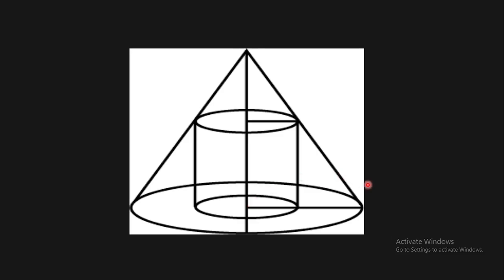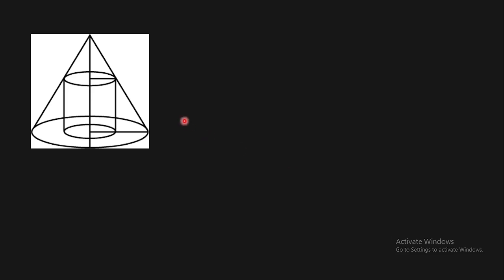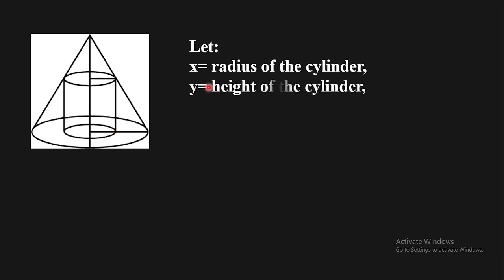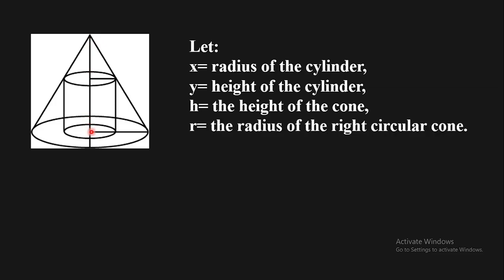So here's our picture, and we let some variables stand for what we're looking for. We let x be the radius of the cylinder, which is coming from the centermost part towards the edge. This is also the radius of the cylinder below. We have y for the height of the cylinder, which is coming from here towards the bottom. Next is h, the height of the cone, which is from the apex towards the base, and r for the radius of the right circular cone from the centermost part towards the edge.